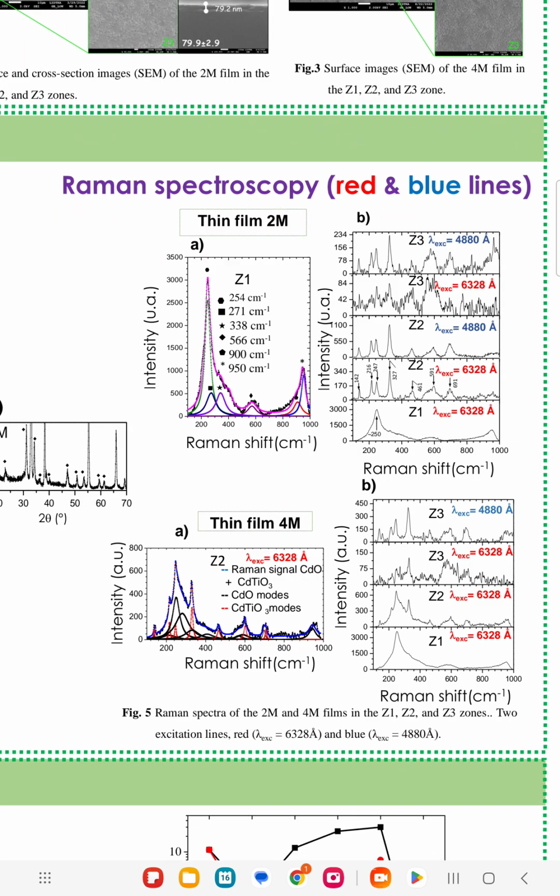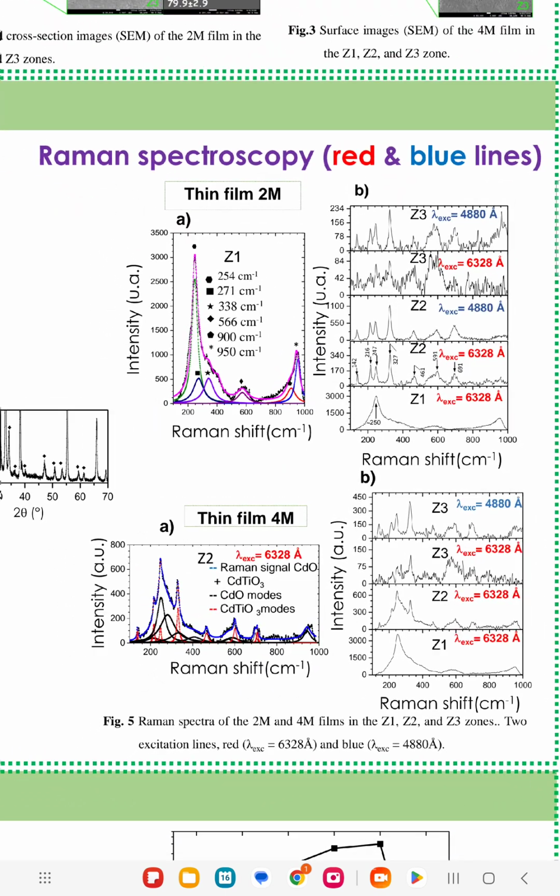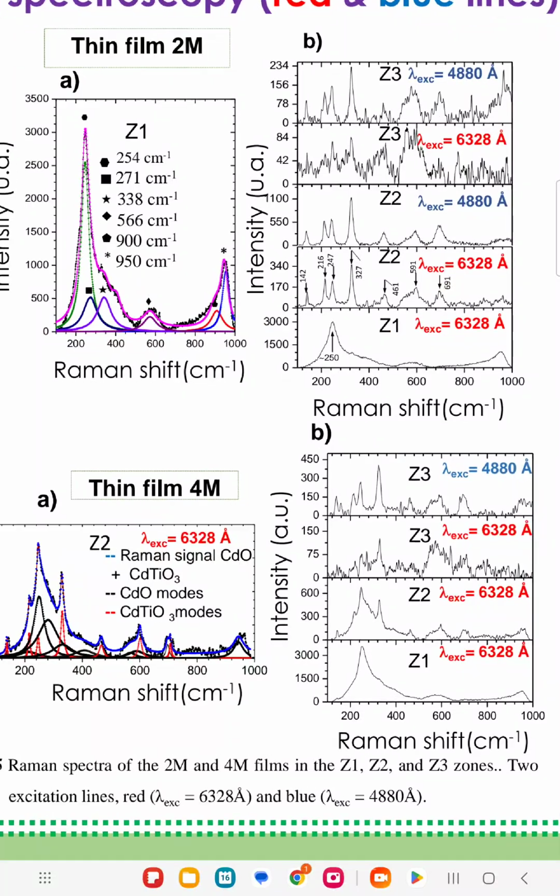In the case of the 4M film, we found the following. We can see that for the Z1 zone, this wide band extends from 150 to 500 centimeters, centered at approximately 250 centimeters.